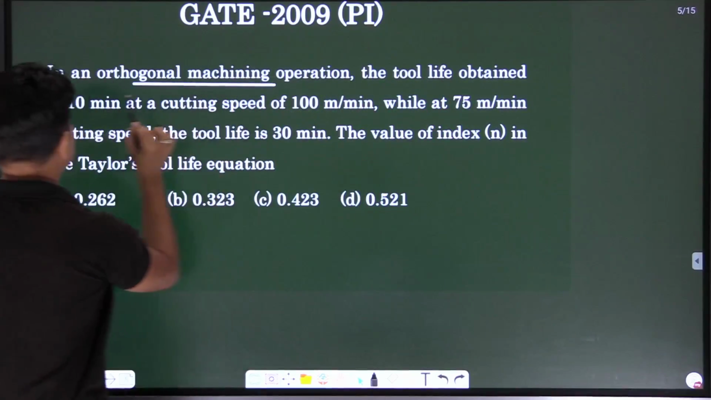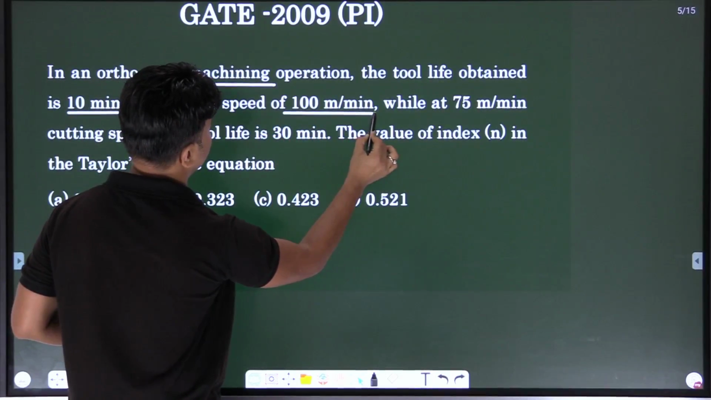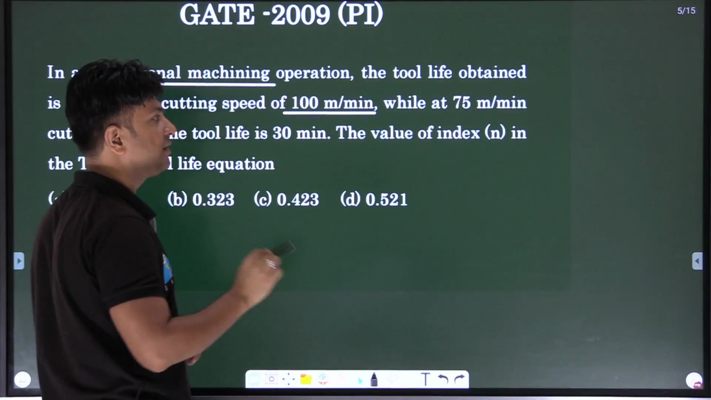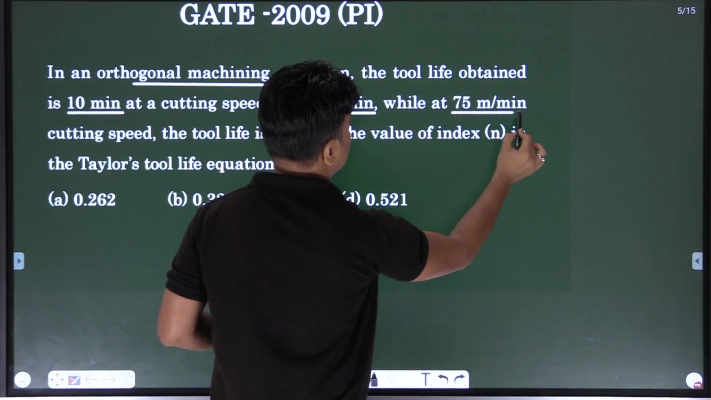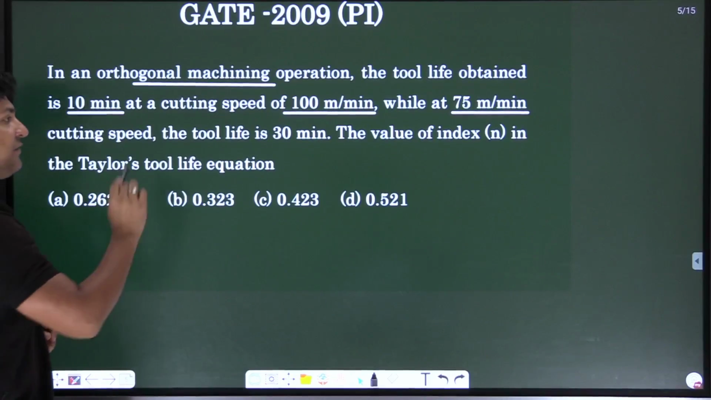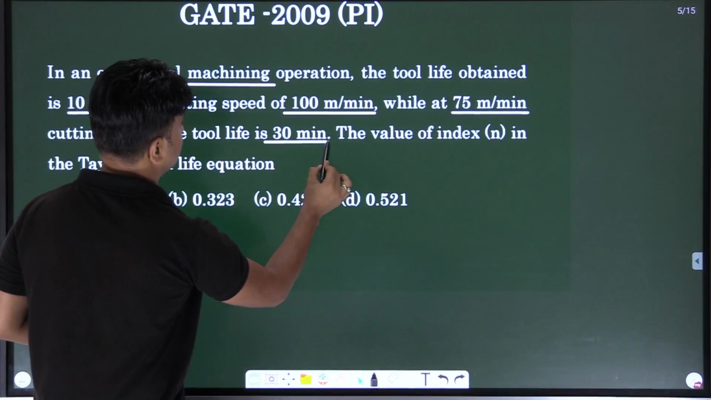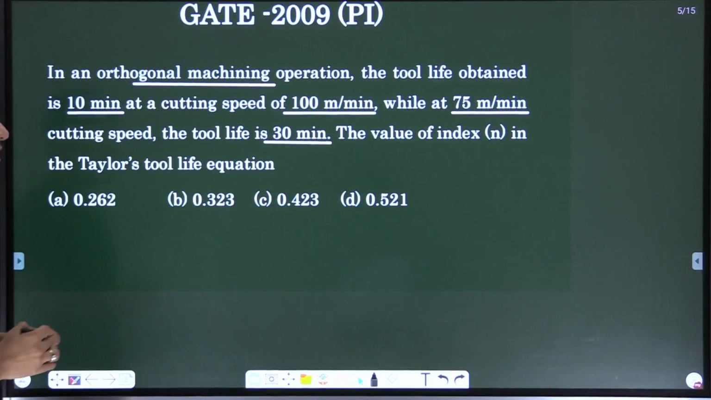The tool life obtained is 10 minutes at a cutting speed of 100 meter per minute, right? Now, when you change the cutting speed to 75 meter per minute, then the tool life becomes 30 minutes.